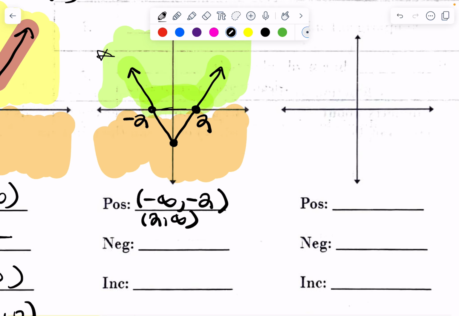Now let's talk about our negative interval, or what's below our x-axis. That is the interval we're starting right here at -2, and we go over to the right and stop at 2. So my negative interval is (-2, 2). And again, when we're talking about increasing, decreasing, positive, negative intervals, we're always using parentheses.